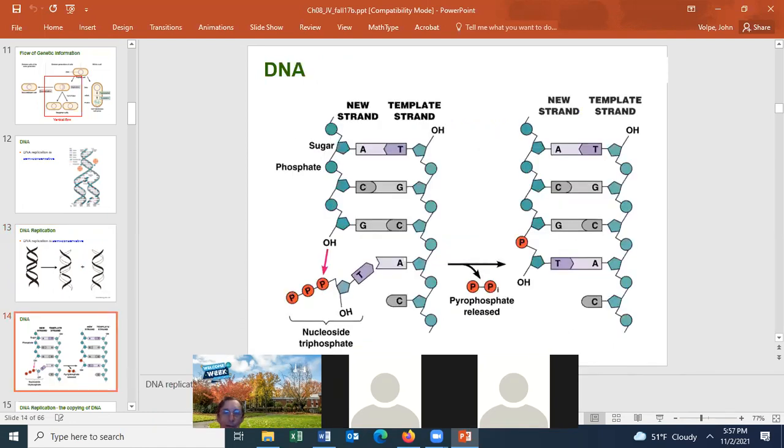This is showing you how DNA is put on. This is the template. The DNA polymerase sees the adenine here, and so it'll put on a thymine. What you do is you get a triphosphate, and then you split off two of the phosphates, and then have that phosphate bind to the ribose. And so two pyrophosphates are released.